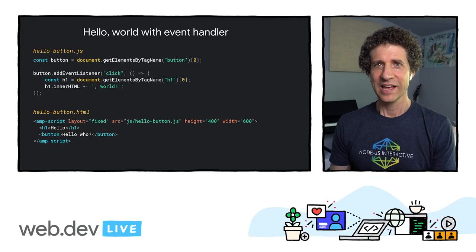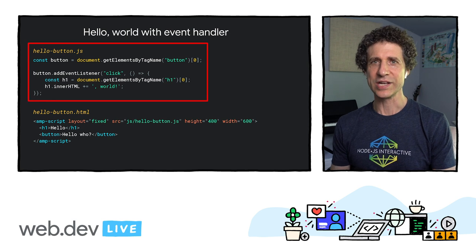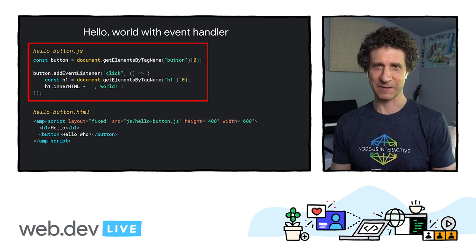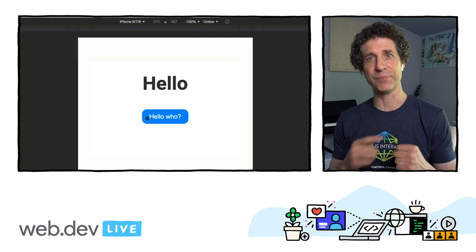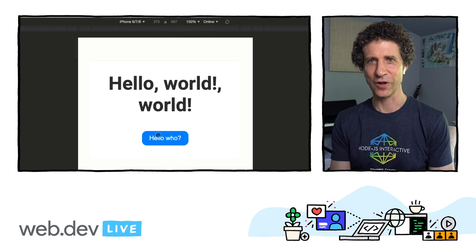Okay, fine. Let's add to our HTML a button that says, hello who? We'll write JavaScript that grabs that button and adds a handler for the click event. When you click the button, it works its magic. Let's try it out. So there's hello, there's our button, and look, hello world. Okay, let's go a little crazy. Super neato. What else can we do?